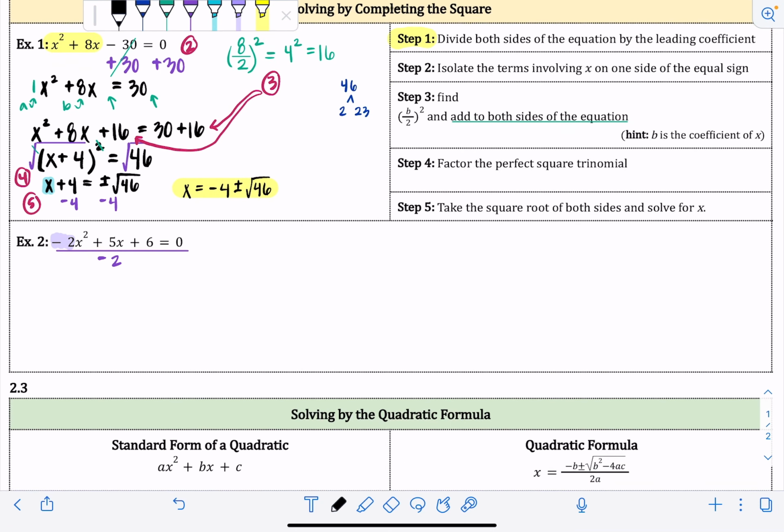So negative 2x squared divided by negative 2 turns into just regular x squared. And then we have 5x divided by negative 2, so a positive 5 divided by a negative 2 is going to turn into a minus 5 over 2, and we're just going to leave it as a fraction. And then positive 6 divided by negative 2 turns into a minus 3, equals 0.